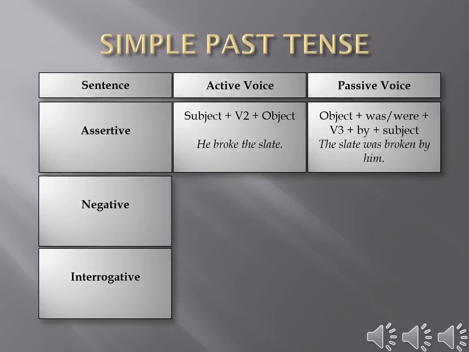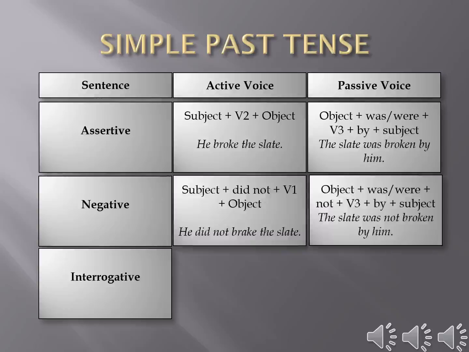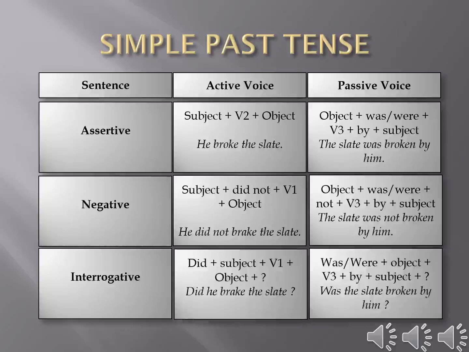I hope you are getting it properly. The same rules are followed in negative and interrogative forms. You can see the examples. In negative, he did not break the slate, and while making it passive, it will be like the slate was not broken by him. In interrogative type, did he break the slate, and its passive form is was the slate broken by him. This was the simple past tense in active passive voice.